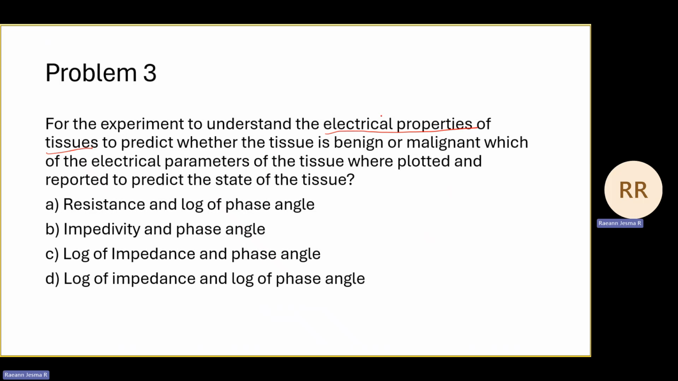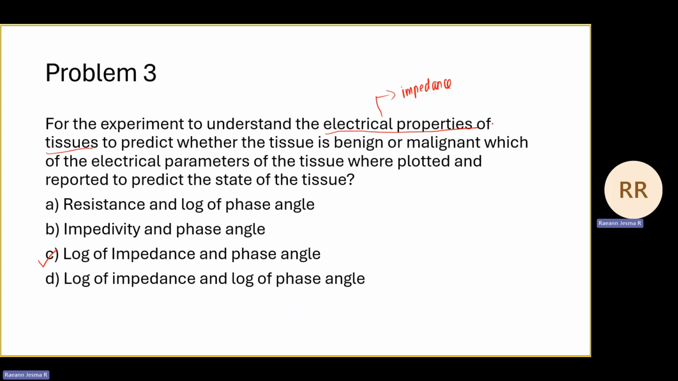So we know that we can measure, in another example where we had mentioned using the electrical properties of cancerous tissue in order to diagnose cancer. The electrical property that we are using to study is impedance, right? So the correct answer is log of impedance and phase angle. So let me explain what this means.